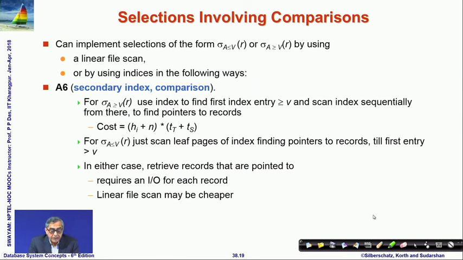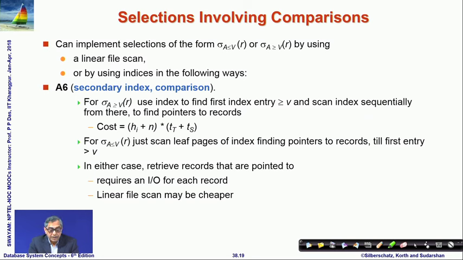But if we are doing a similar comparison operation based on a secondary index, then we will again use the index to find the first index entry greater than or equal to the key value and then scan the index sequentially. So, we will get a cost which is similar to what we saw earlier. And in the other condition, we can just scan the leaf pages of the index, finding the pointers to records till the first entry. So, we are doing a more sequential one.